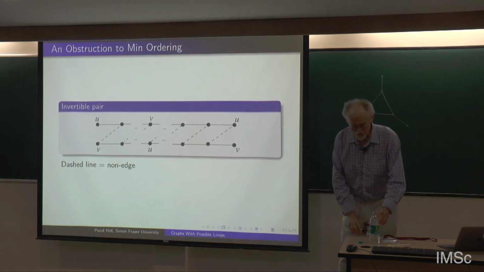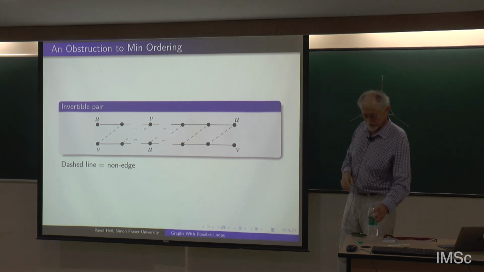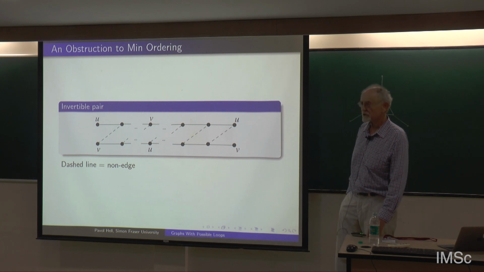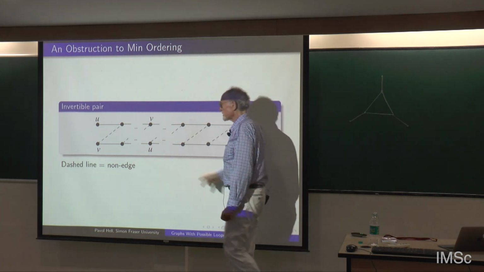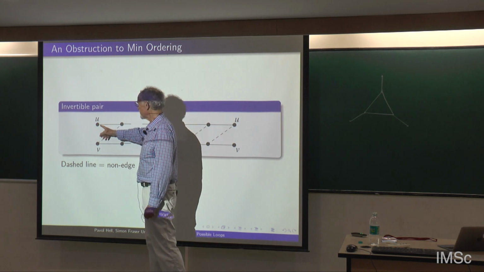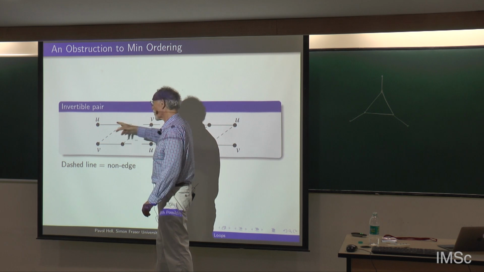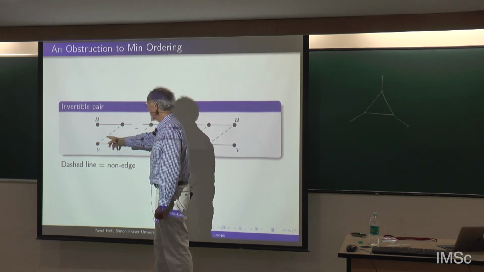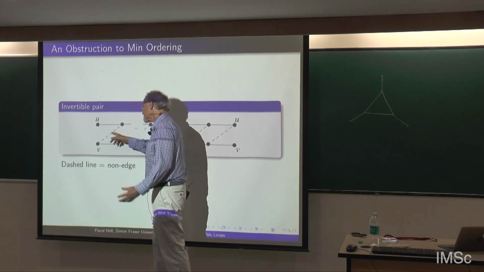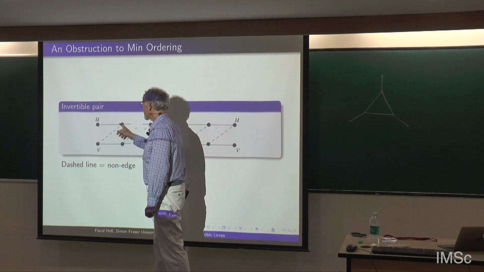So I want to introduce a new additional forbidden structure characterization for interval graphs, which we call an invertible pair. UV is an invertible pair in a graph if there are two walks of the same length from u to v and from v to u, where the slanted edges are missing. So the first v is not adjacent to the second u.